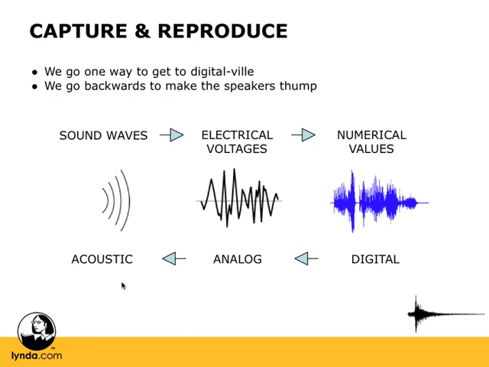Don't feel bad about that, because now you'll know how to make it and be at the beginning of the chain. So there's a lot of changes that go on with capturing and reproducing sound, and the one I want to focus on next is the one between the electrical voltage and going to the digital world, or those numerical values, which is analog to digital conversion. So in the next movie we'll look at that, and we'll look at some of the things that go into making that possible.